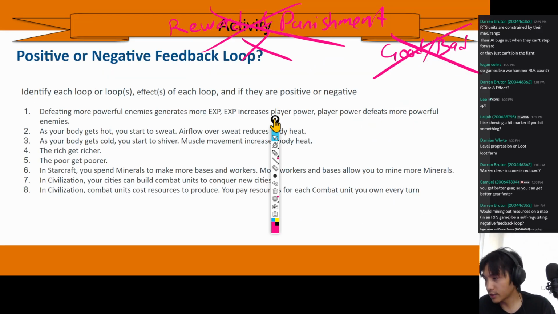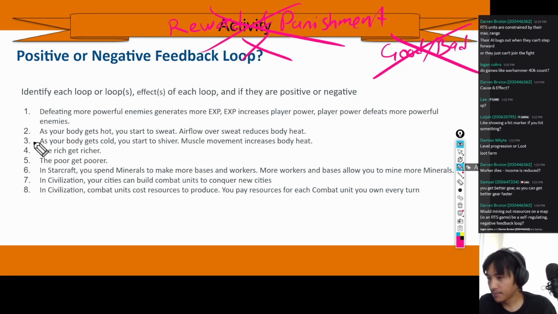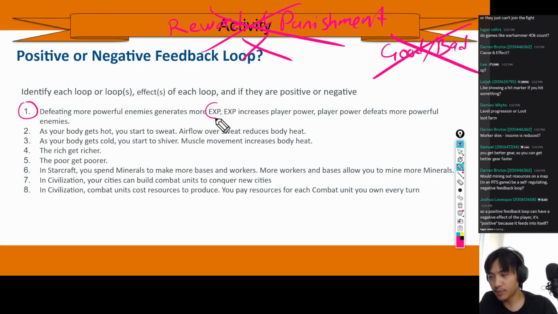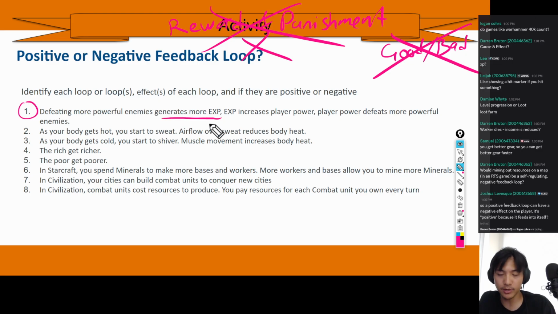So, let's look at some examples. Here's a common game mechanic. Defeat powerful enemies, and that will generate experience points for you. Experience points will increase your player power. If you have more player power, you can defeat more powerful enemies, which will generate even more experience points for you.